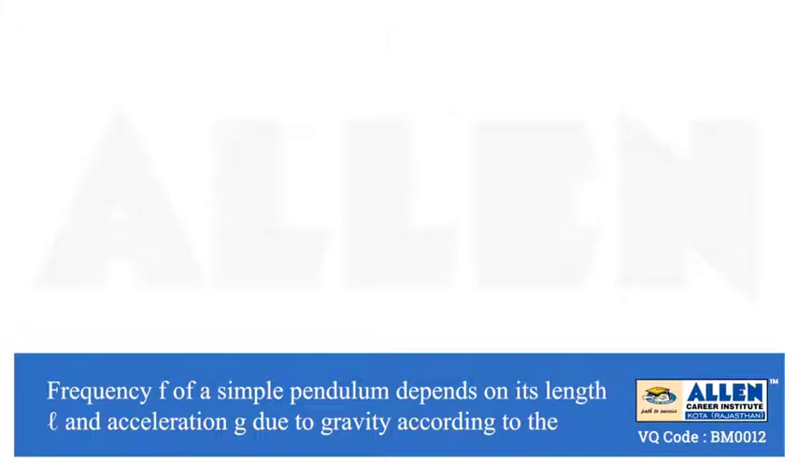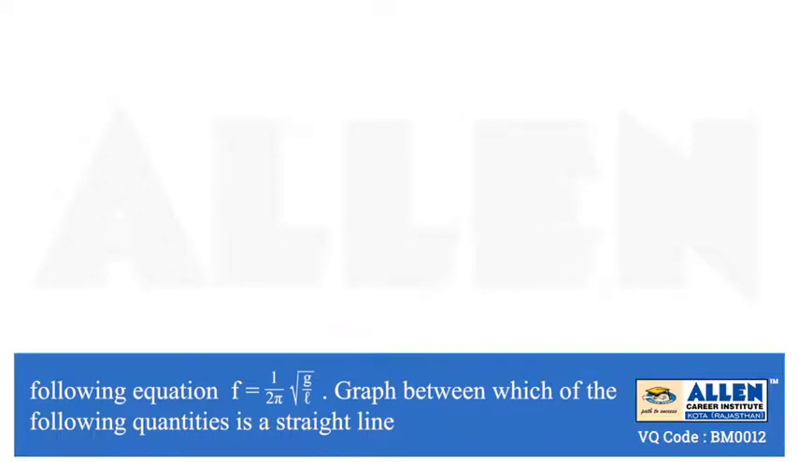The frequency f of a simple pendulum depends on its length L and acceleration g due to gravity according to the following equation: f equals 1 by 2 pi root of g by L. The graph between which of the following quantities is a straight line?